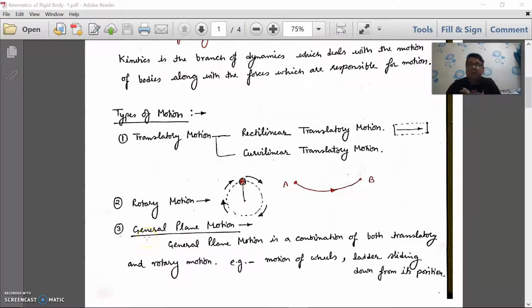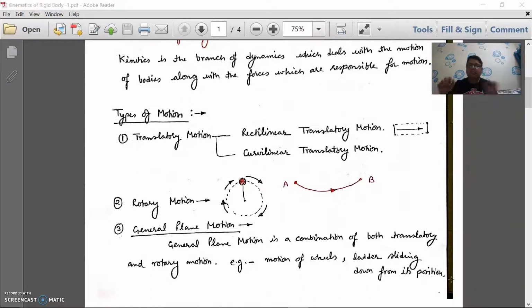Now, a very interesting example of general plane motion. These are the two. One is very easy, that is called motion of wheels. But you can also see another example is a ladder sliding down from its position. Okay, what do you mean by this? It means that any ladder which is sliding down, that means if the ladder is placed like this, it will slide down. It will slide down, right?